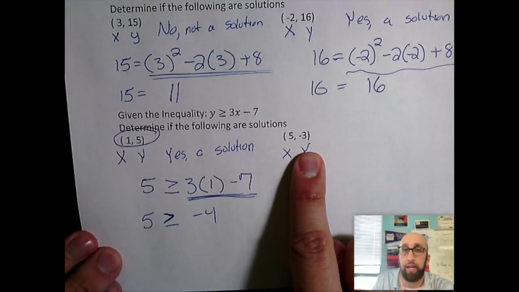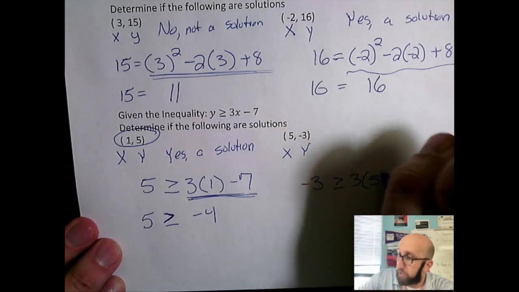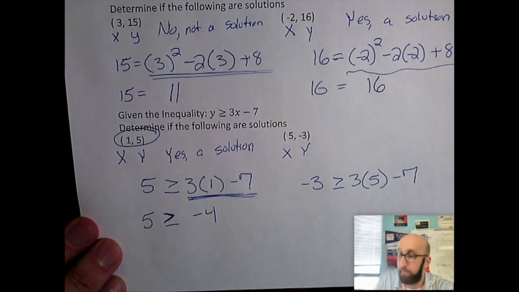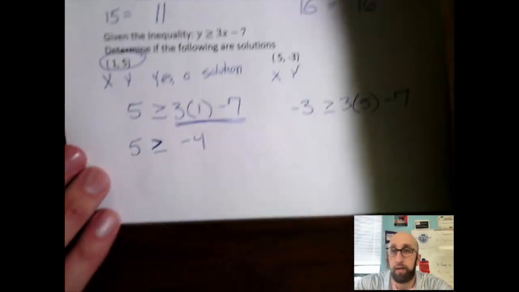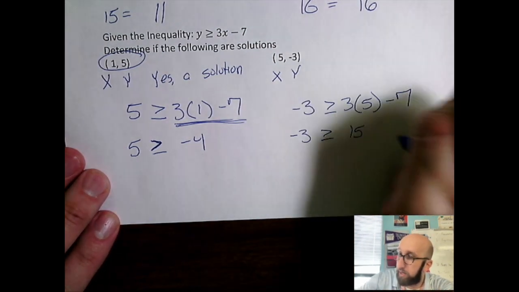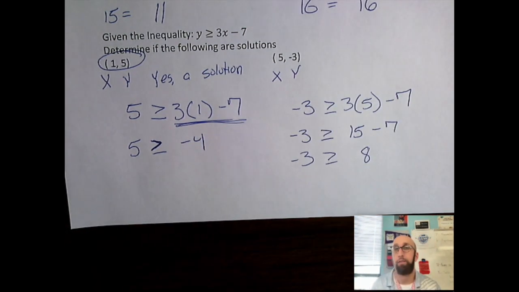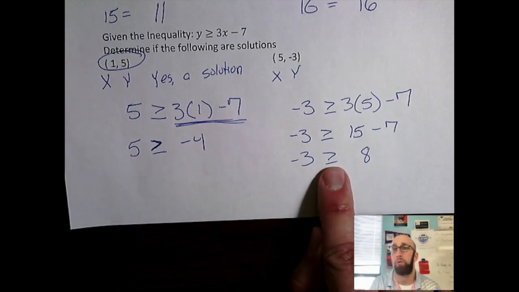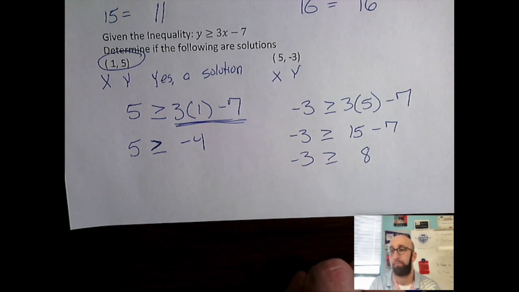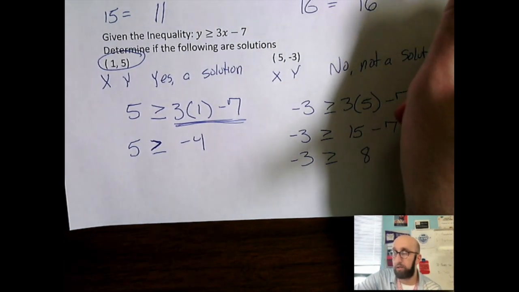Showing you one more, 5 and -3. So my -3 in for the y value, the 5 in for the x value. Left side does clean up there, it's just -3. Right side, 3 times 5 is 15. Minus 7, should have typed that in the calculator, but whatever. You get -3 is greater than or equal to 8. So remember, the inequality should be opening towards the bigger number. So is -3 bigger than or equal to 8? No, it is not. So no, not a solution.